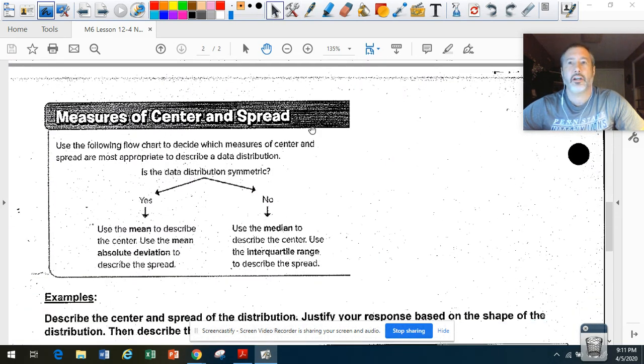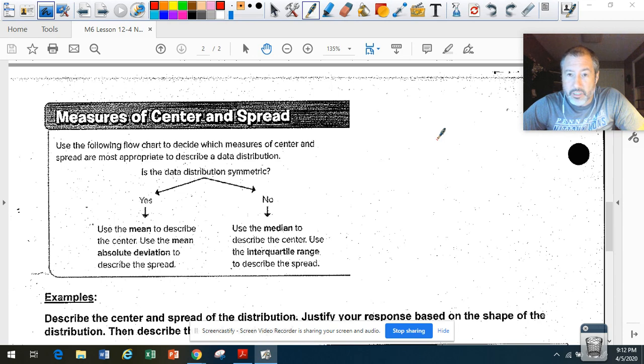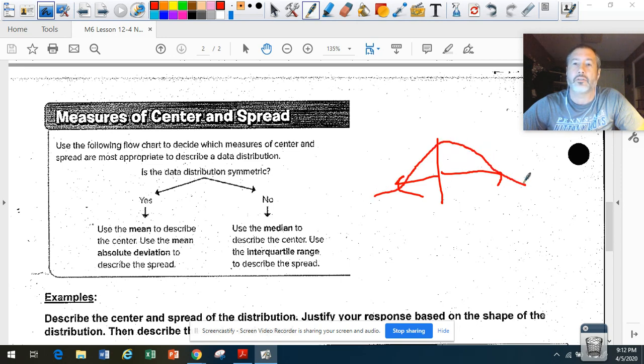Measurements of center and spread. It says use the following flowchart to describe which measure of center and spread are most appropriate to describe a data distribution. Okay, so what are we talking about here? Is the data symmetric or not? Is the distribution symmetric? Remember, when we're dealing with symmetric, the left side is going to be equal to the right side. It's sort of that shape that looks like a bubble, or a bell, let's say. The left side is sort of equal to the right side.